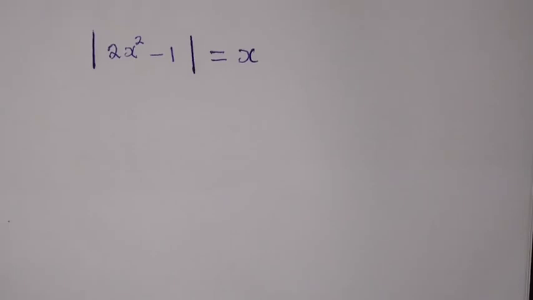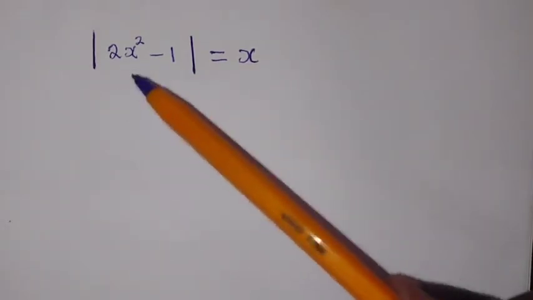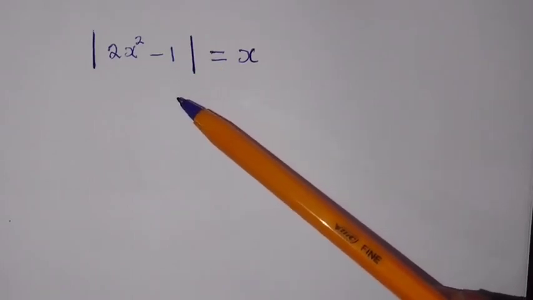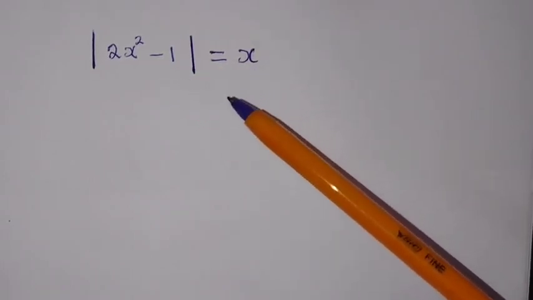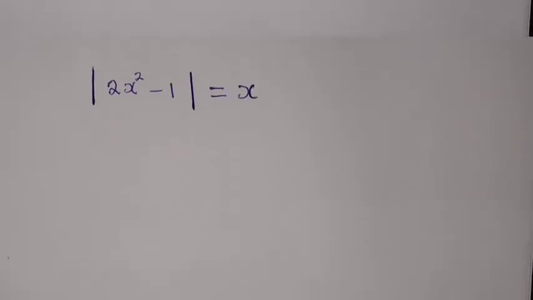Now, how can we find the ranges of values of x? First thing, we look at what you have been given. This is the modulus of 2x squared minus 1. So this should always hold, or should be true, if the right hand side gives us a positive value. Okay, so let's look at how we can answer it.